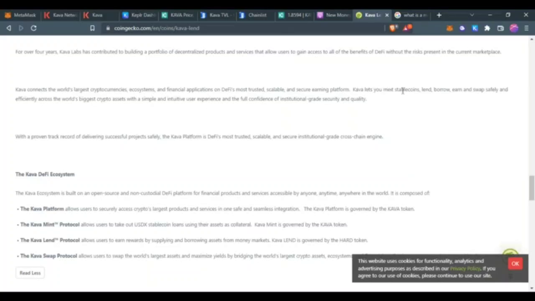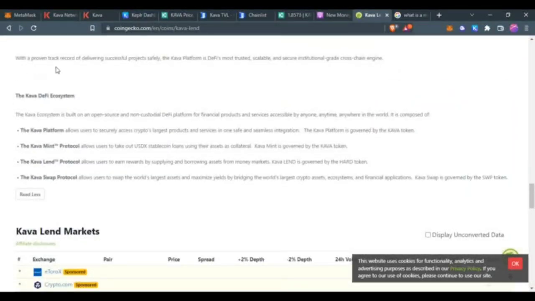Kava lets you mint stable coins, meaning that you are providing collateral, and then instead of borrowing out of a pool, you're actually, for the most part, printing new money into circulation anytime you're minting. You're able to lend, borrow, earn, and swap safely and efficiently across the world's biggest crypto assets with a simple and intuitive user experience and the full confidence of institutional grade security and quality. With a proven track record of delivering successful projects safely, the Kava platform is DeFi's most trusted, and everyone's going to say they're the most trusted, scalable, and secure institutional grade cross chain engine.